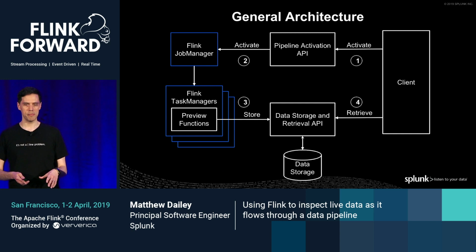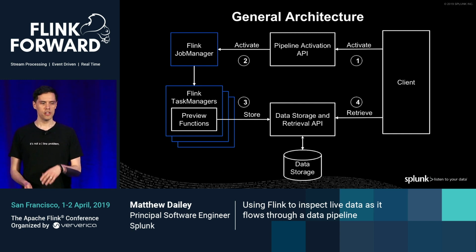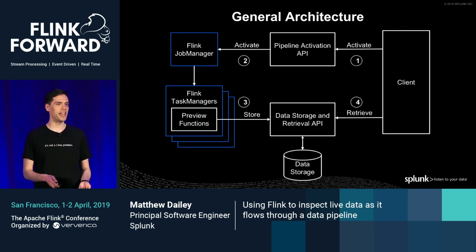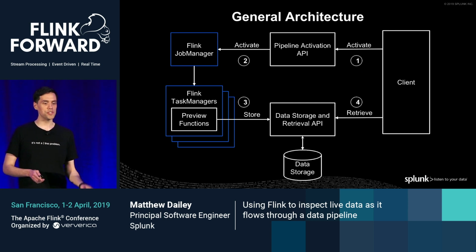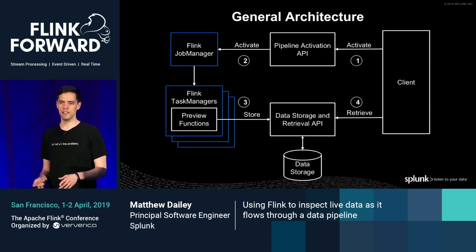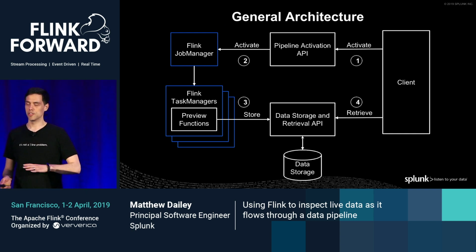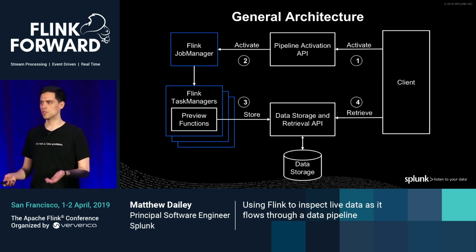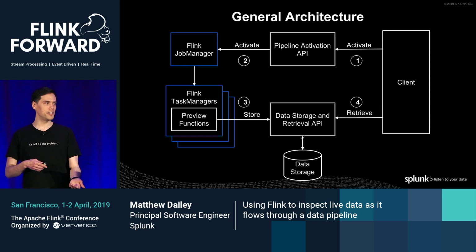Embedded inside of the task managers as they're running our Flink code, those run what we're going to call preview functions. The preview functions are the functions that end up getting put in the pipeline, and those send the data to our storage layer here, which we also expose as an API, the data storage and retrieval API. There's some kind of data storage that it has as a backend to store that data, but it allows users to retrieve that data as they need it to show in that data table we had in the UI.